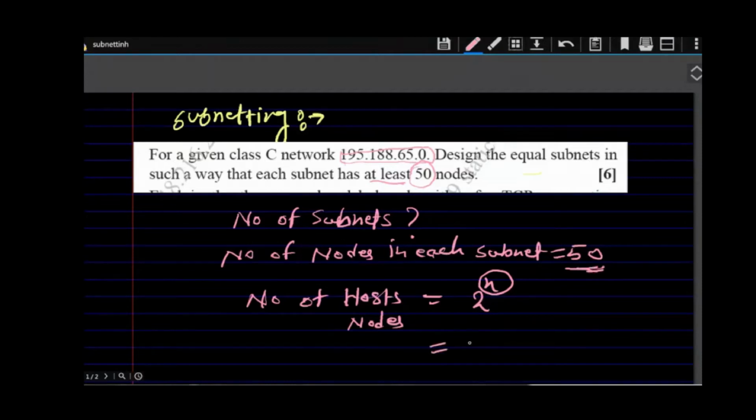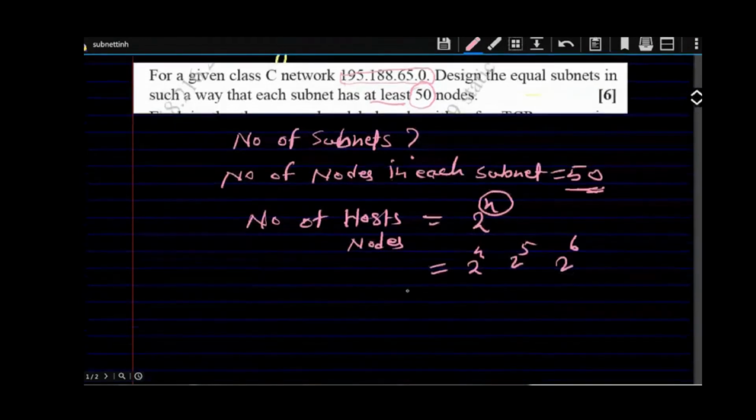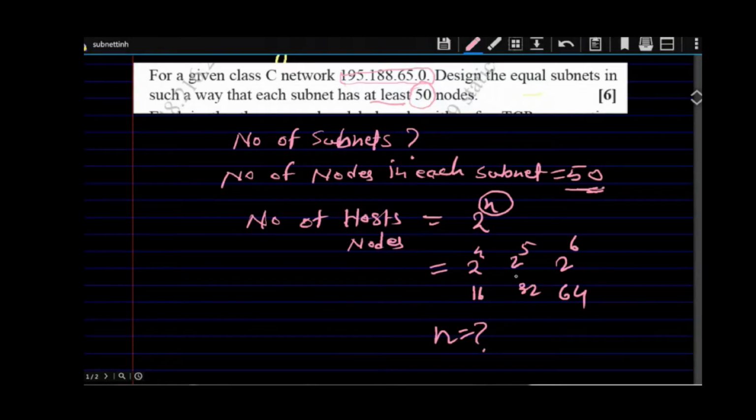So tell me what is 2 raised to 4, 2 raised to 5, 2 raised to 6. These values are: 2 raised to 4 is 16, 2 raised to 5 is 32, and 2 raised to 6 is 64. So what will be the value of n? You will not get exactly 50.